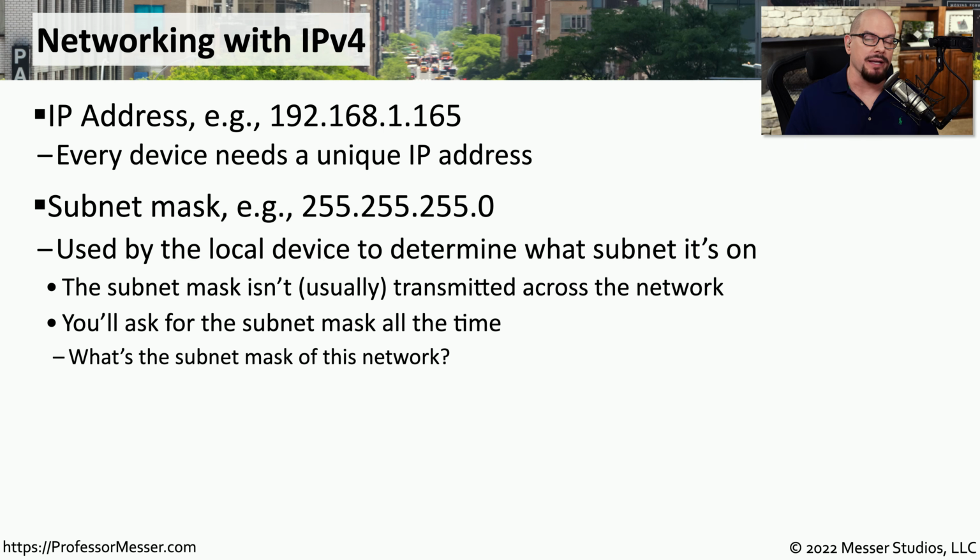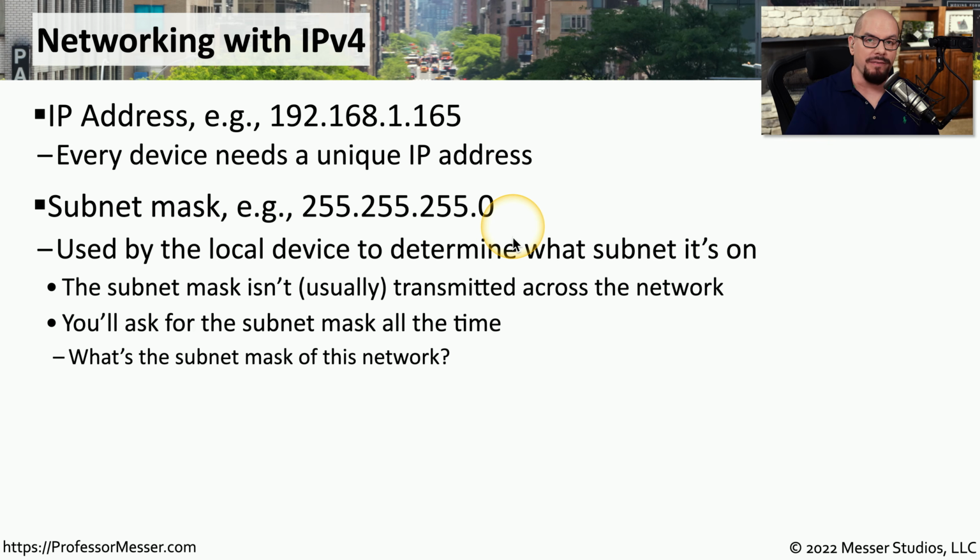Along with the IP address, we also need to assign a subnet mask. This will normally be assigned by the network administrator, and it's usually a format like this one, such as 255.255.255.0. Subnet masks are used by the local device to determine what subnet it happens to be a part of. So it uses this to mask out the IP address, leaving only the host address at the end.